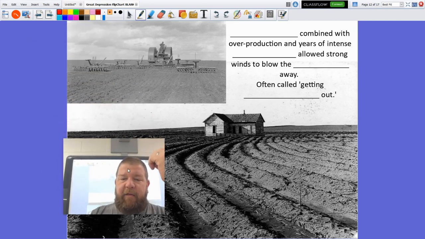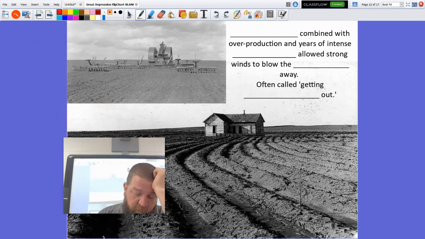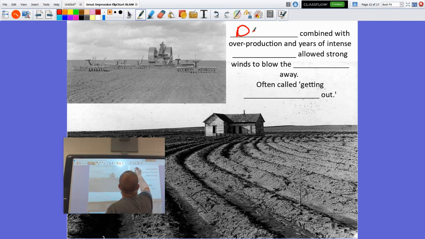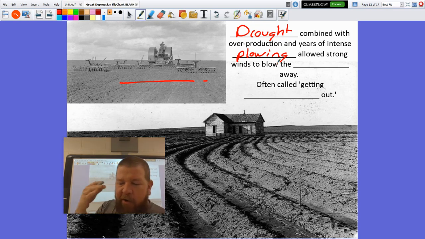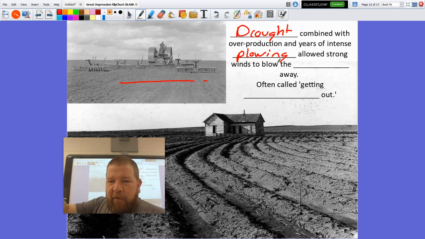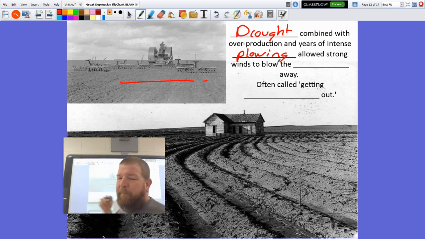Okay. And it's going to turn out that we just happen to, in this time period, experience a drought. And the drought is going to really dry the soil up. And all of the overproduction and years of intense plowing, where they had plowed and plowed and turned the soil, along with the drought that takes all the moisture out of the soil, and a windstorm that comes across the Midwest. It's one of those derecho, El Nino things that happens periodically and seasonally. They allow strong winds to come in and literally blow the topsoil away.